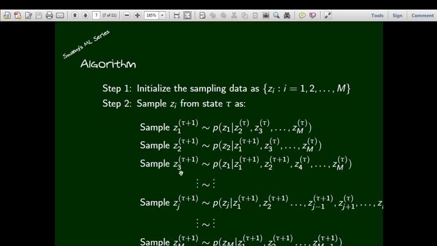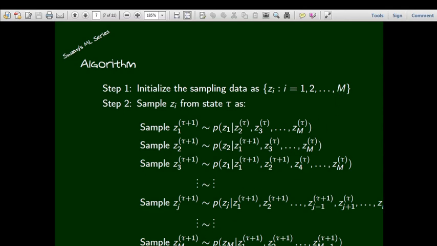Now I am going to collect the third sample Z3 tau plus 1. Now we have to consider both things. One is I have already selected two samples Z1 and Z2 in tau plus 1 state, that is conditional, Z1 tau plus 1, Z2 tau plus 1. Now think about the remaining. Remaining means we are selecting, not Z1 or Z3, we are selecting the remaining, that is Z4 tau, etc., Zm tau. We continue like this, and finally I choose the last one, that is the mth item.